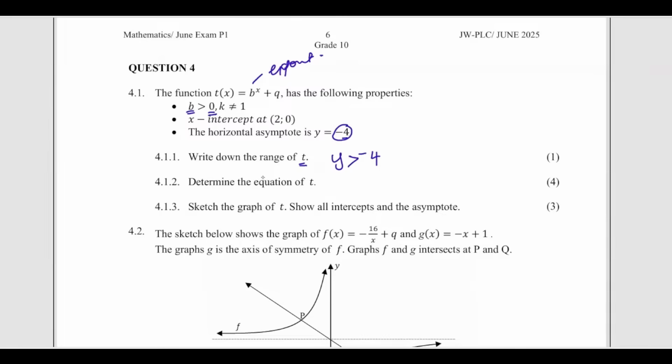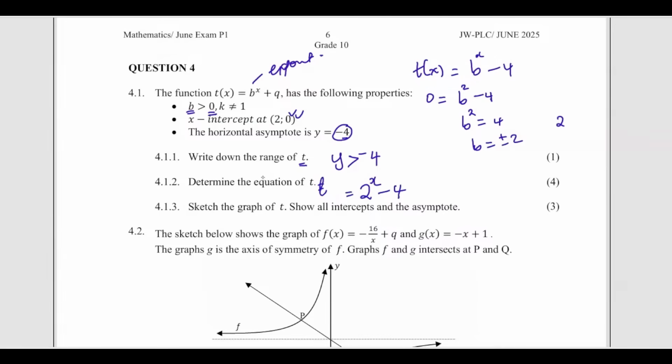We don't know yet. Okay, they want us to write the equation of t anyway for the second part. So if I do the substitution, it's going to be b to the x minus 4. Then let's use this point here. For y, we put a 0, and for x, we put a 2. Moving the 4 to that side, b squared is 4. Find the square root, so b can be plus or minus 2. Since they told us that b is greater than 0, we're going to look at the positive. So it's going to be 2 to the x minus 4. This is the equation that they want.